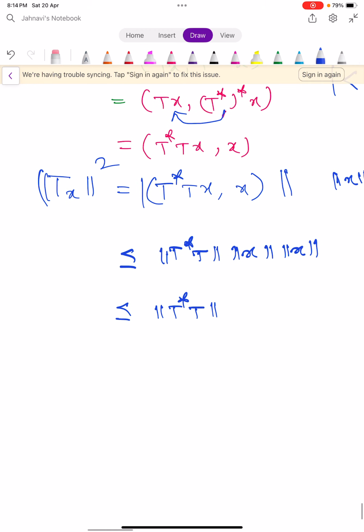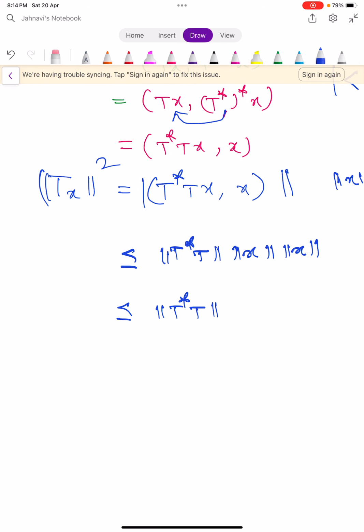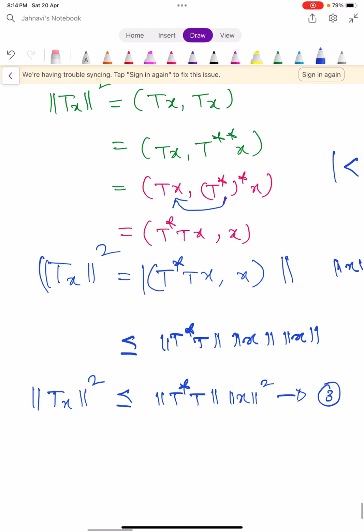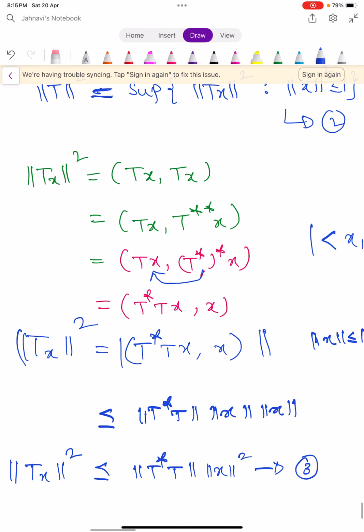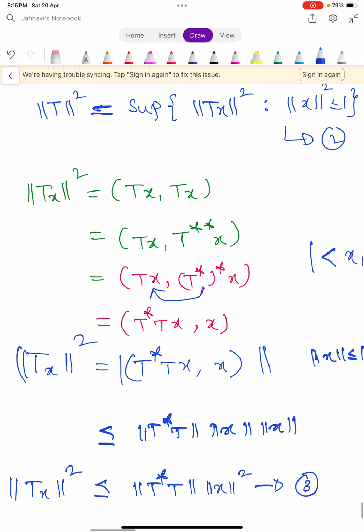So I repeat here. Okay, one more step, norm Tx square. So on the left side we have norm Tx whole square. Let it be equation number 3. Now you have to observe equation 2 and equation 3. That is the important point here.